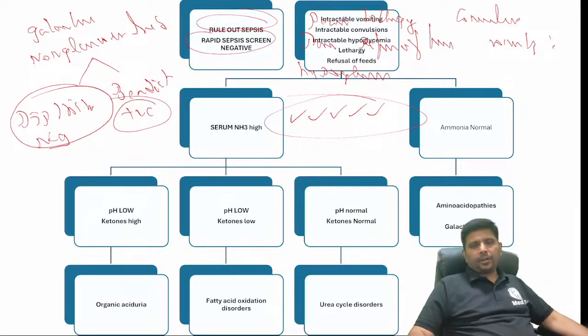So Benedict will be positive, dipstick will be negative. That is a non-glucose reducing substance, galactose.